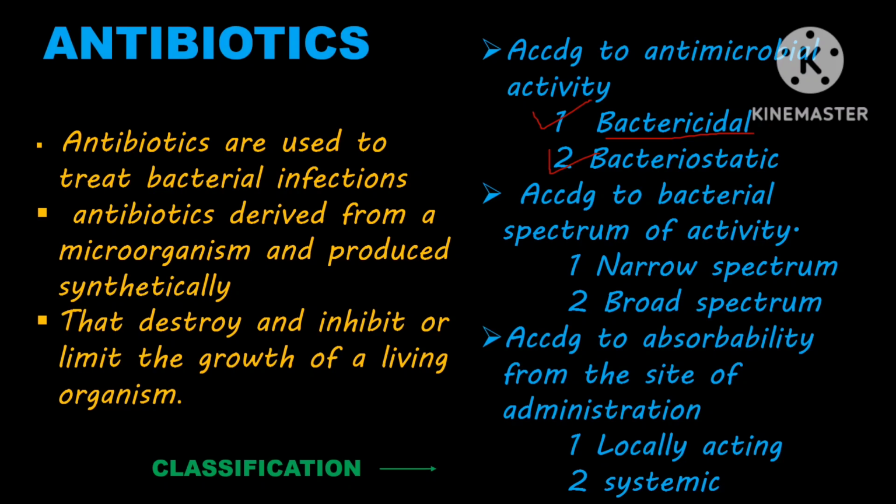Next, according to the bacterial spectrum of activity, there are two types: narrow spectrum antibiotics and broad spectrum antibiotics. Next, according to absorbability from the site of administration, there are also two types: local acting antibiotics and systemic acting antibiotics.